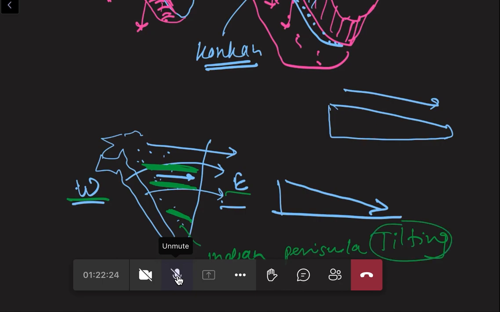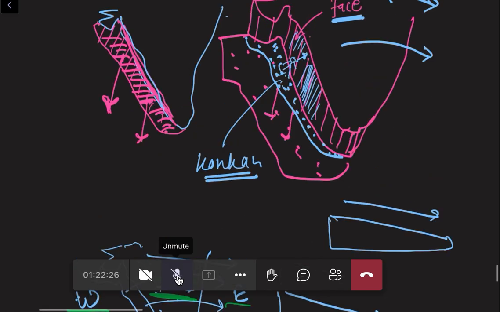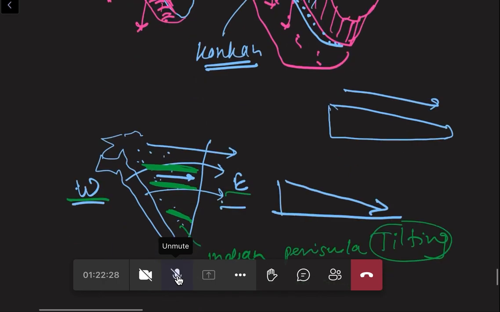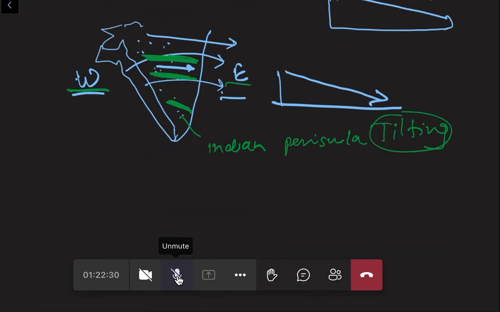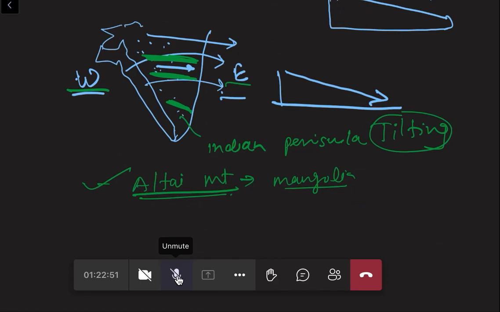Okay, so this was an event. Now, where are the other mountains where we can find this kind of escarpment? An example is the Altai Mountain. These Altai Mountains are located in the Mongolian plateau. They are also like the Western Ghats. They are also escarpments.